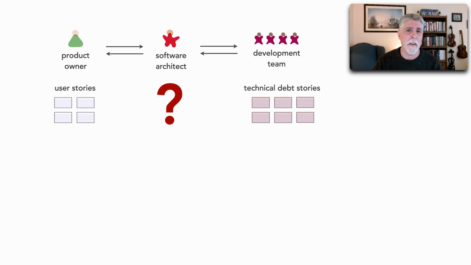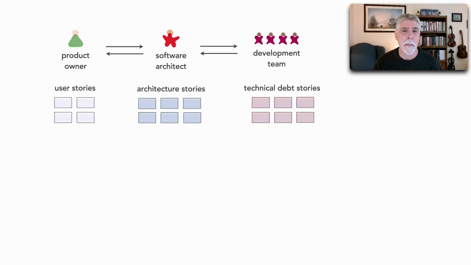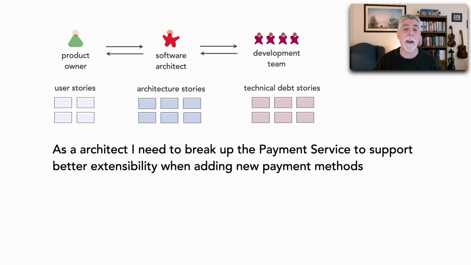And so what I like to do in these situations is to add a third category of story, and this is known as an architecture story. Now, I like to follow the same kind of traditional pattern. For example, as an architect, I need to break up the payment service to support better extensibility when adding new payment methods. I like this format because, do you remember the technical debt? As a developer, I need to do something. That tells me I'm going to be restructuring or refactoring some of my source code. But I like the start of this. As an architect, that tells me and tells everyone that this impacts the overall architecture, some structural aspect of my application. And then I can describe what I want to do, break up the payment service, and the justification and rationale why: to increase extensibility, which is important for us.